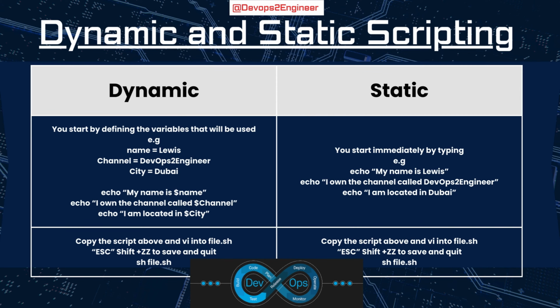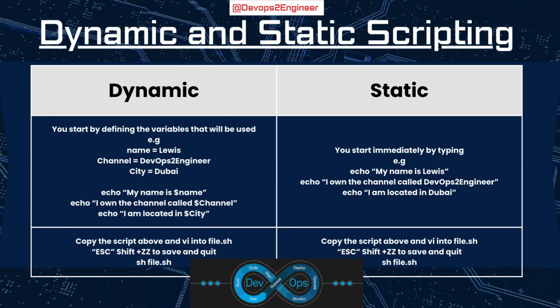Whereas with static scripting, you immediately start typing everything. This includes no variables and no commands. An example would be: echo, my name is Luis. You will not put $name because there are no variables in static scripting. Echo, I own the channel DevOps 2 engineer. Echo, I am located in Dubai.